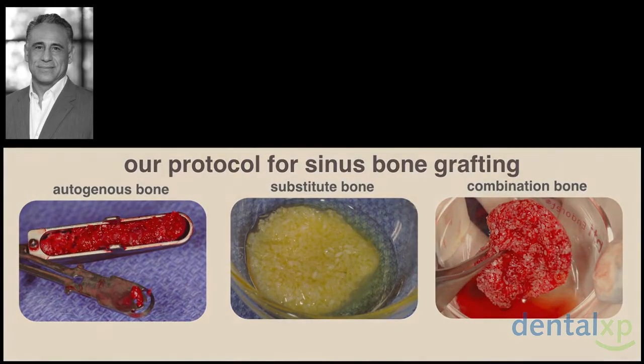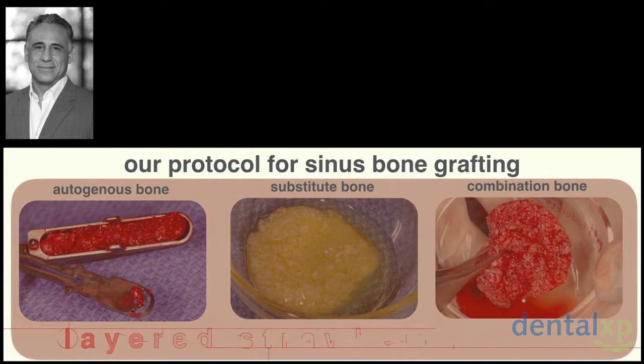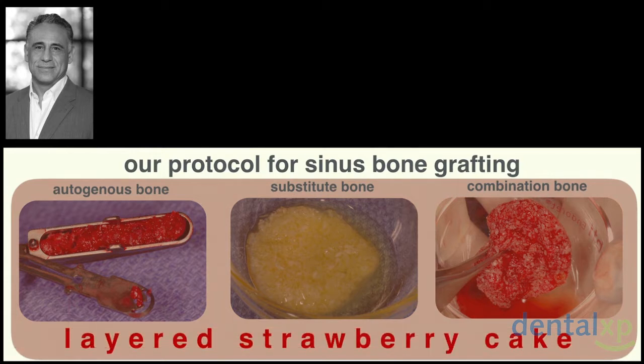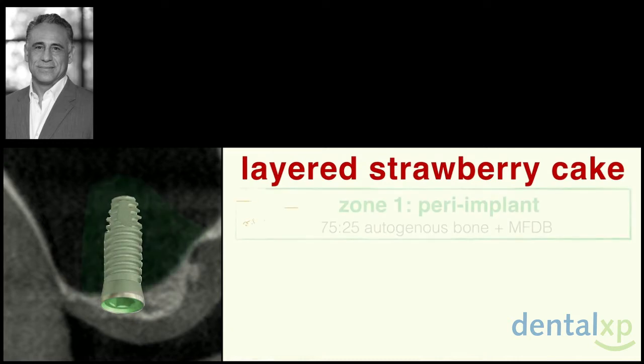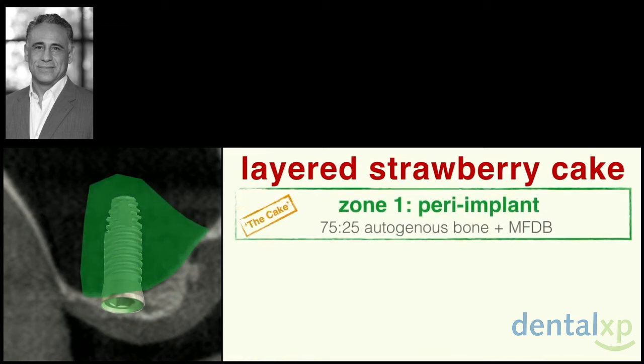So what is our protocol? This is a protocol that I've been following for years, essentially using a combination of materials. This is kind of what I call the layered strawberry cake technique. Sounds a little bit more delicious. How do I do this? The layered strawberry cake, to me, is essentially segmentalizing the bone grafting into 3 different layers.